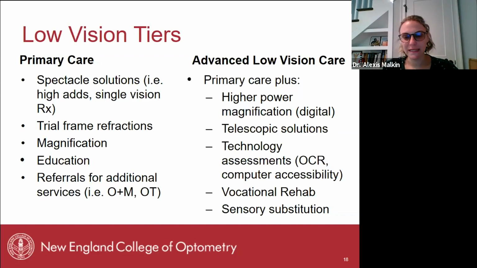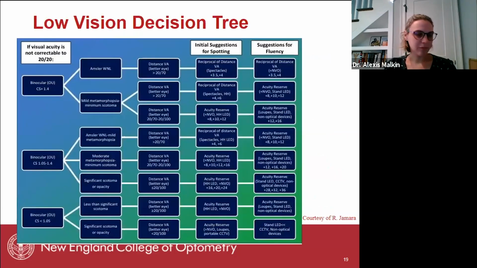When we get into the more advanced cases, we're talking about primary care plus starting to integrate digital magnification, looking at telescopes, performing more comprehensive technology assessments, or perhaps referring for those technology assessments, vocational rehabilitation, and beginning things like sensory substitution, so referring for Braille assessments, for learning to use tactile markings. Those are somewhat more advanced. We're going to focus mostly on the primary today, but I will mention some of the advanced techniques.